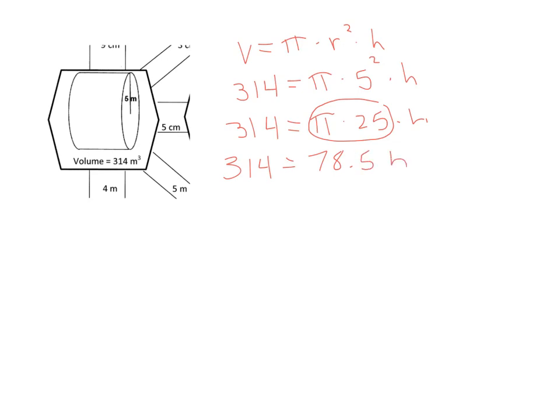314 is equal to 78.5 h. And now we're going to do the inverse. We're going to divide both sides by 78.5. 314 divided by 78.5 gives me 4. 4 meters on this one. So we are going down.